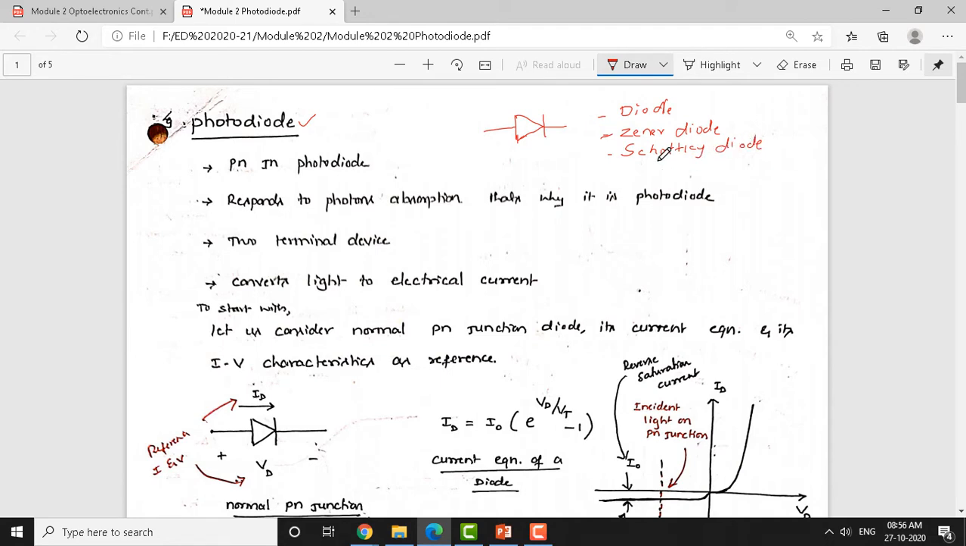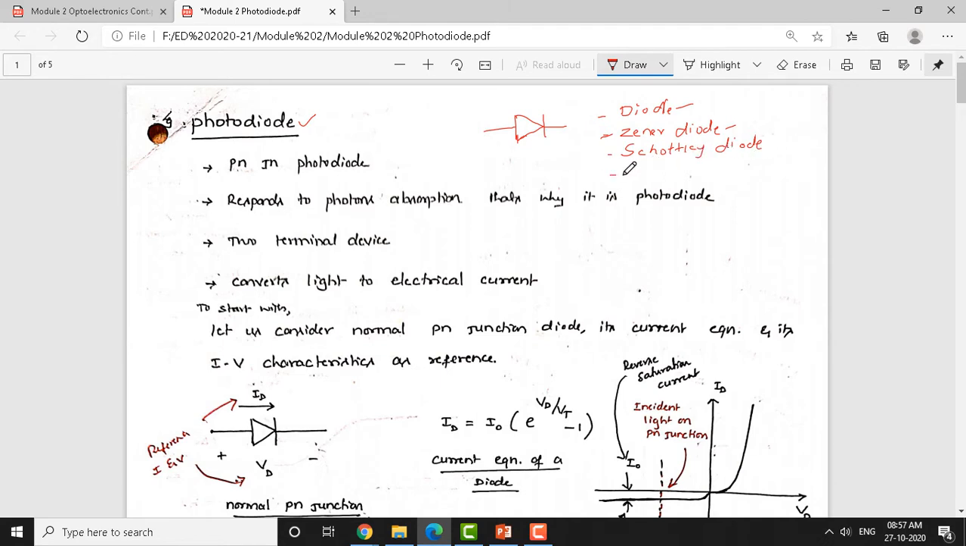The main property of this is it is not a PN junction, instead it is a metal and semiconductor diode. One of these regions will be the metal, the other will be the semiconductor. In the ordinary diode or Zener diode, both are semiconductors, but in Schottky diode, it's a metal semiconductor diode. That's the only difference between them.